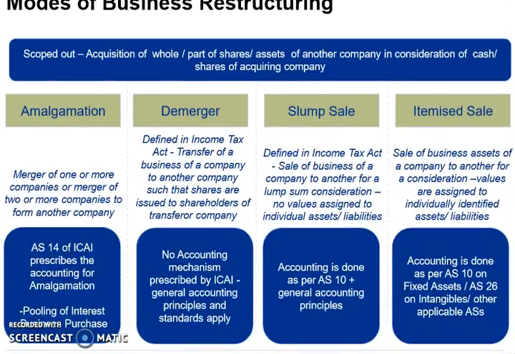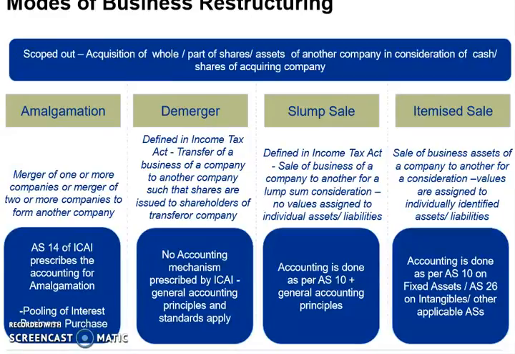Now, different accounting standards or different accounting treatments are applied to different kinds of business restructuring. Okay, in amalgamation, AS14 is applied. In demerger, we need to follow general accounting principles and standards. There is no specific standard as such given by the ICAI.